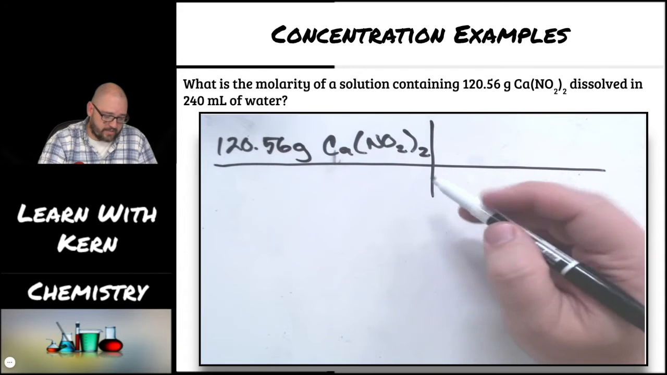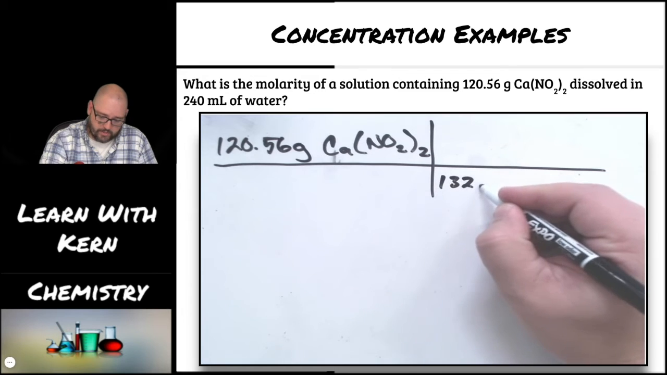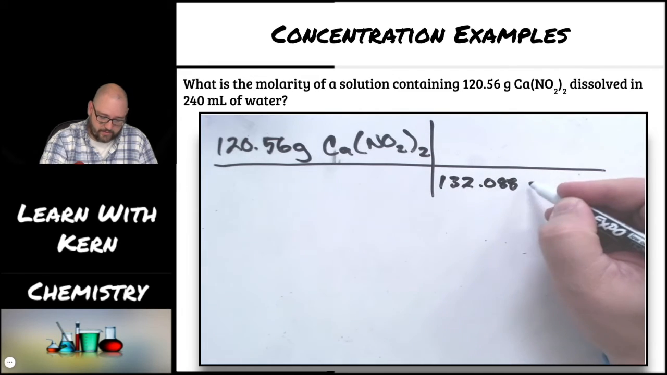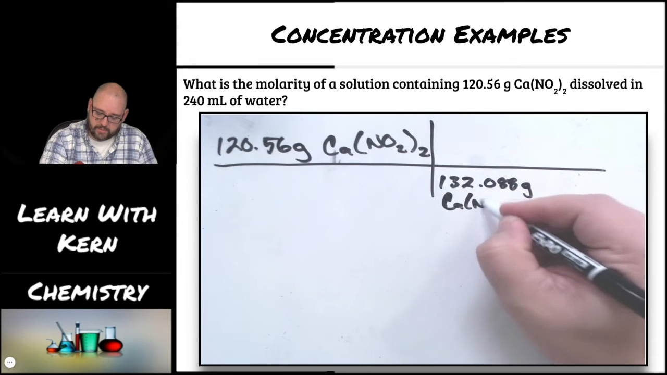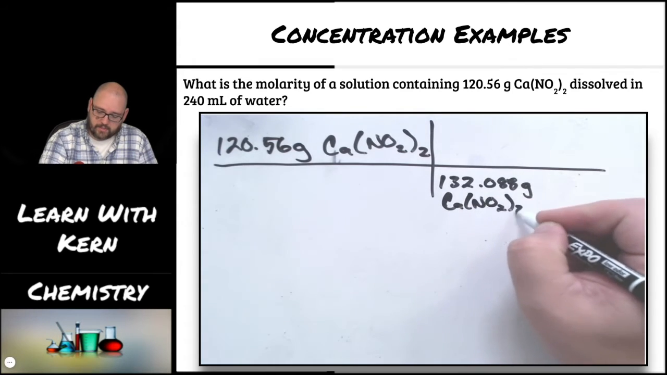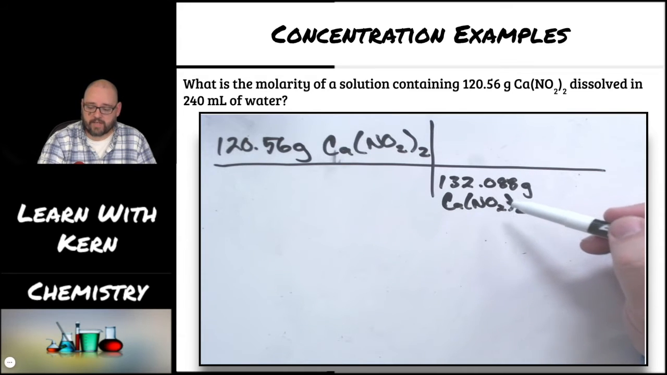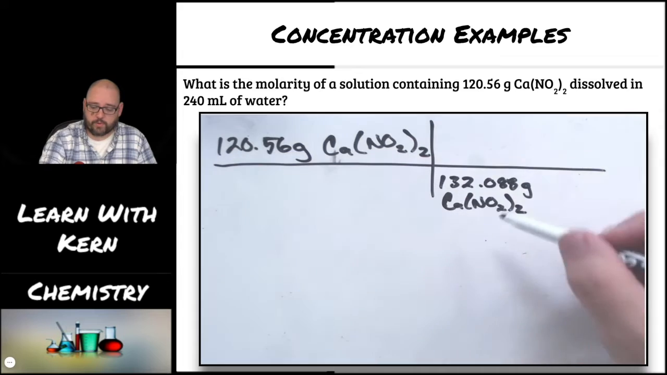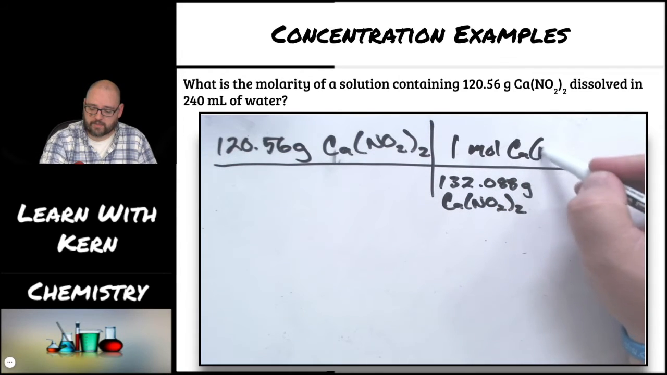The molar mass of this compound is 132.088 grams of calcium nitrite. Hopefully you still remember how to find the molar mass of a compound and how to convert to moles, because this is going to equal 1 mole of calcium nitrite.